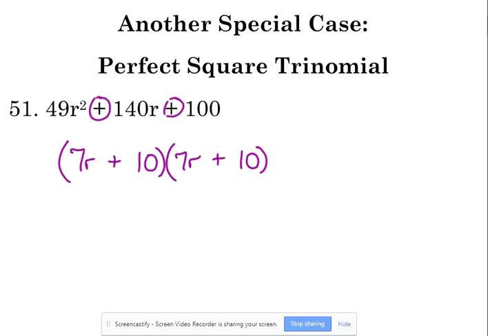And we can check it. 7 times 10 is 70. 10 times 7 is 70. When we add those two together, we're going to get 140.